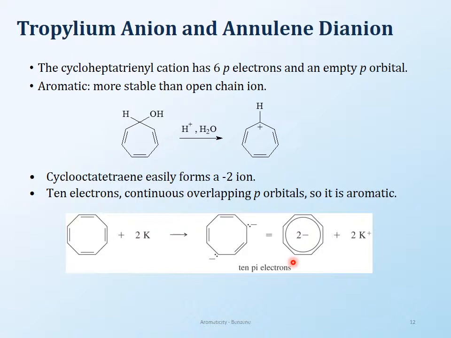So you can change the properties of a compound to make it aromatic or anti-aromatic or non-aromatic just by converting it into ions.